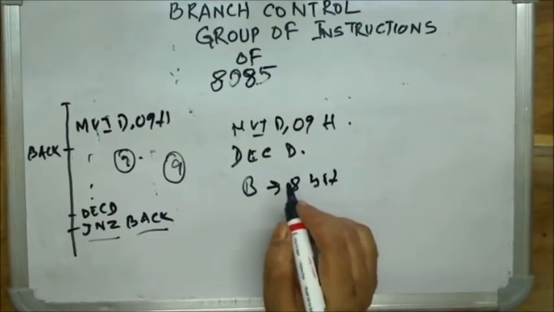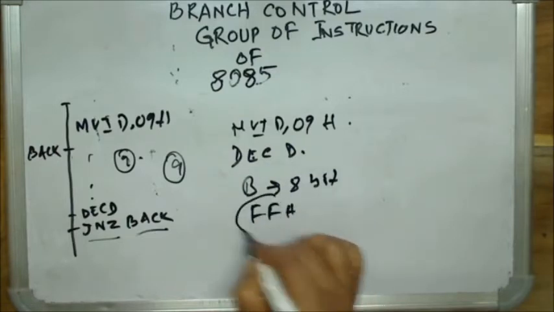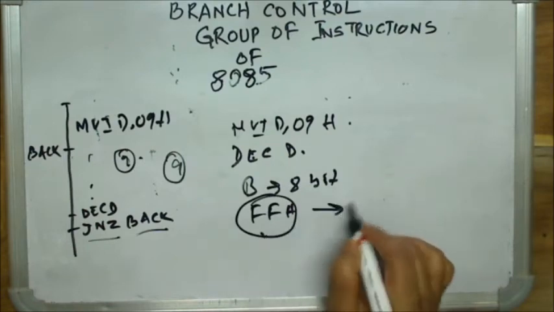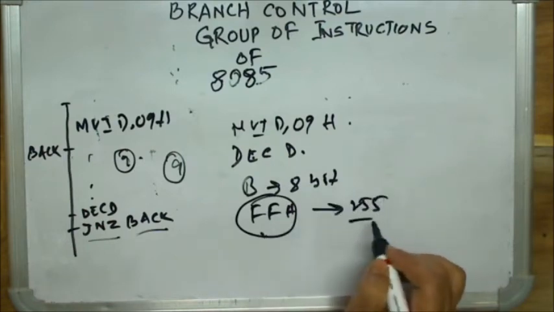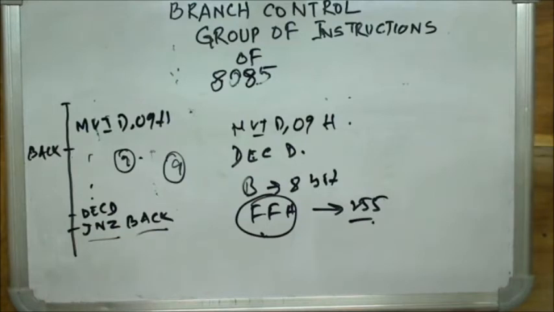An 8-bit register can have a maximum value of FF. FF means 255, right? So if you give a counter FF, which is the biggest counter you can give, because B is an 8-bit register, the biggest counter you can set is FF. So you get 255 iterations.